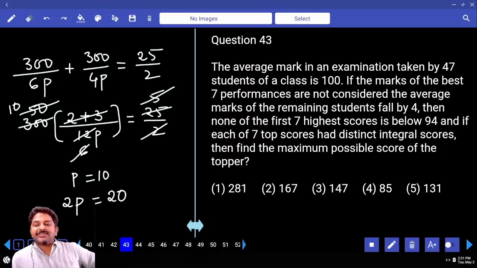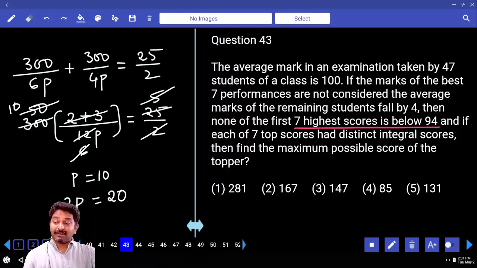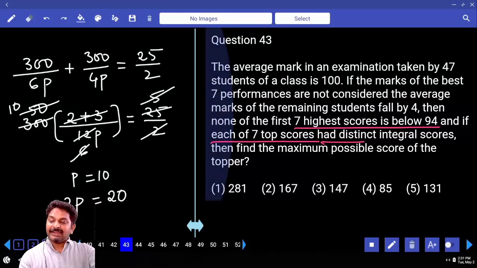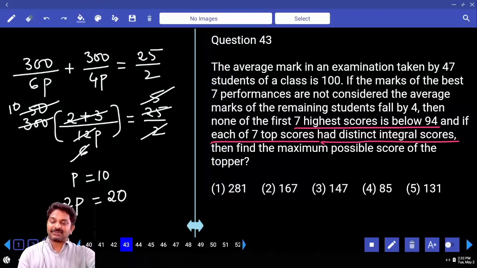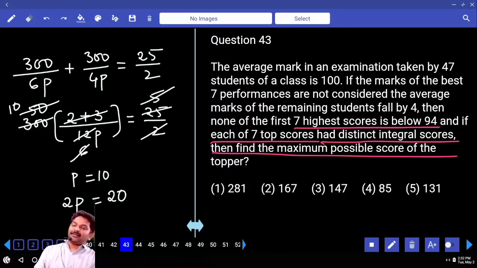The average marks in an examination taken by 47 students of a class is 100. If the marks of the best 7 performances are not considered, the average marks of the remaining students fall by 4. Then none of the first 7 highest scores is below 94. And if each of the 7 top scores had distinct integral scores, then find the maximum possible score of the topper.